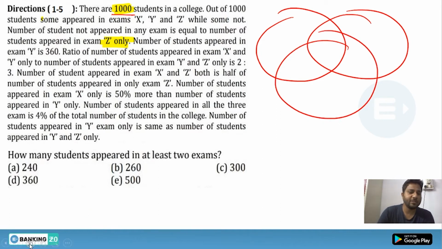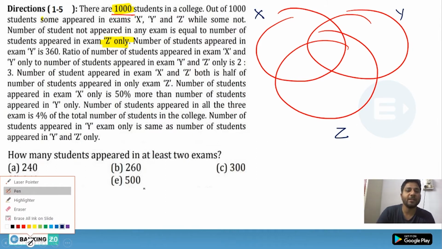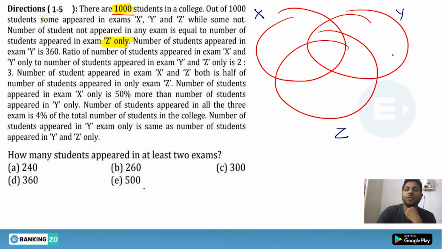Here, let me change the color. Here it will be X, Y and Z. Now, as you know, it is given that the whole data will be 1000 minus Z only. Okay, 1000 minus Z only, because all the 1000 students have not appeared in the examination. Some of them have opted out to escape this examination.